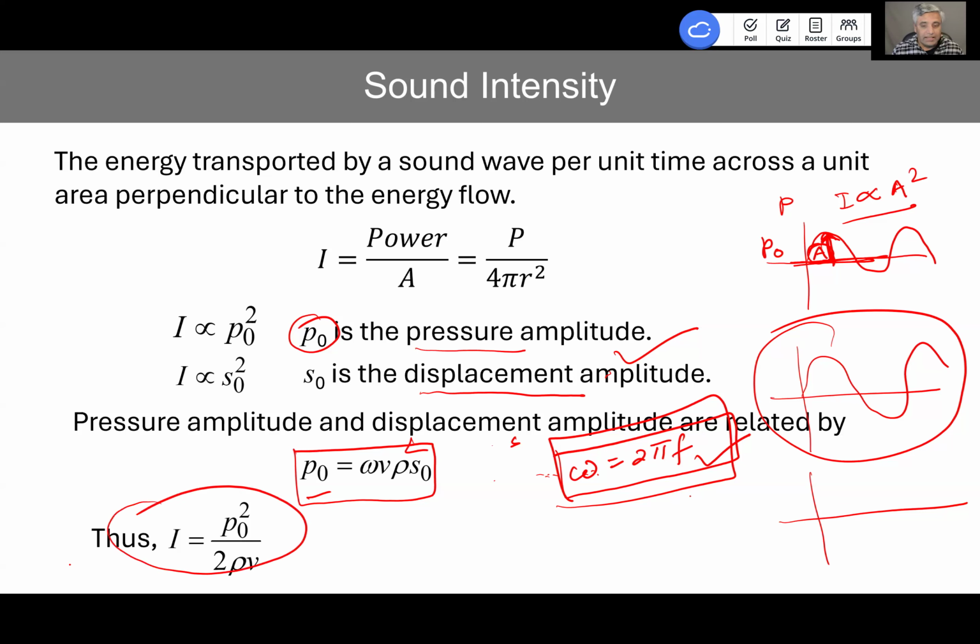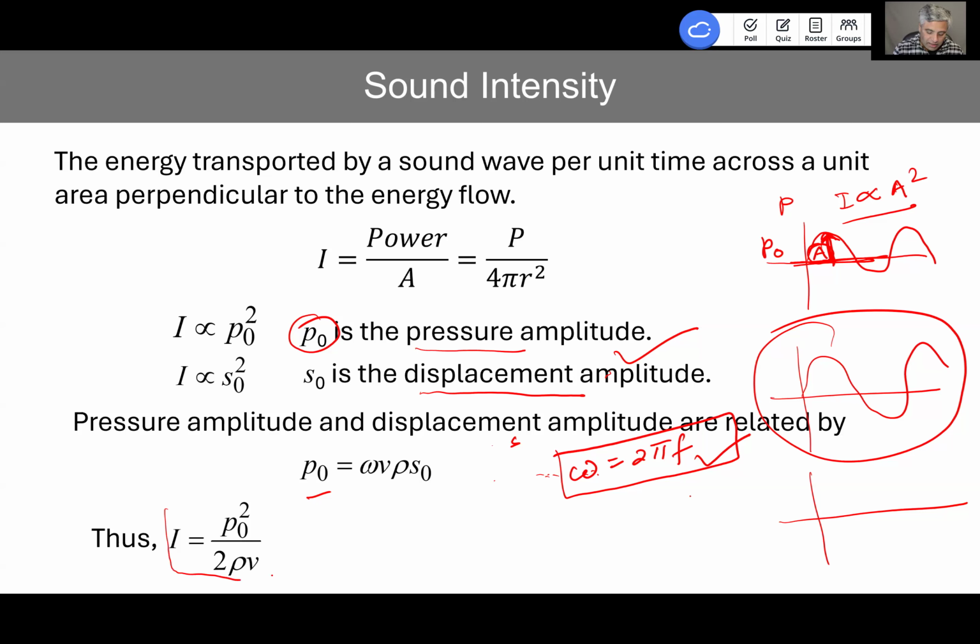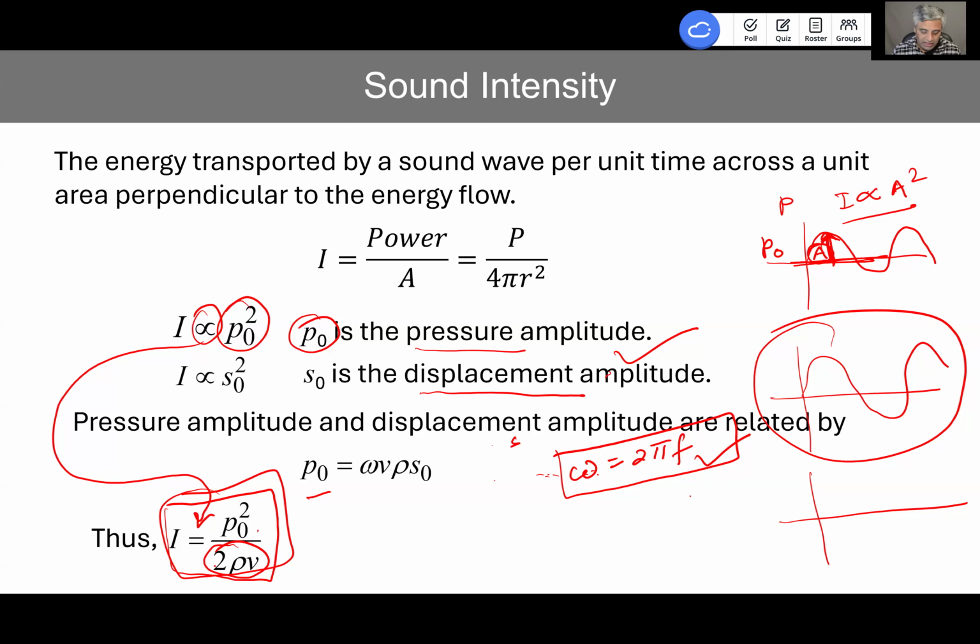So basically what happens is here intensity is proportional to the amplitude square, and there could be two different kinds of amplitude when we talk about sound waves. So that's what you want to keep in mind. And the intensity in terms of pressure amplitude can be written something like this, right? So it is proportional to P0 square. So when we convert this proportionality sign to equality sign, we have some proportionality constant, okay?